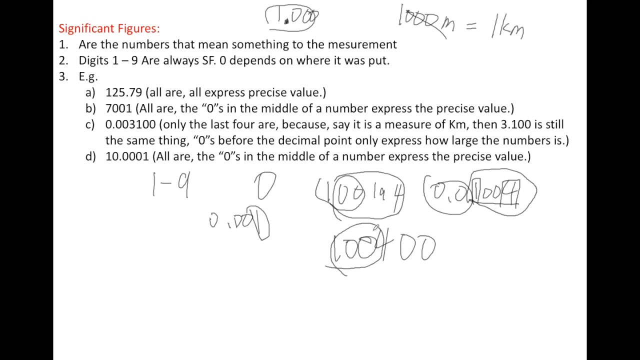So the bundle of digits are always significant figures. Oh, by the way, in those cases where zeros are sandwiched between two numbers, the whole thing is just one big bundle of numbers. Here, only the bundle of numbers is significant. These two zeros are not.